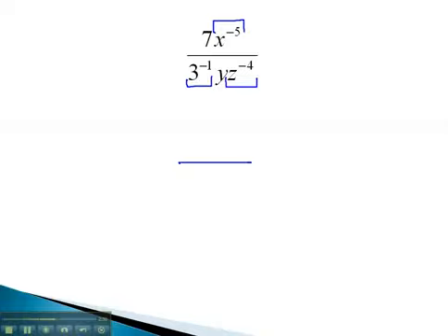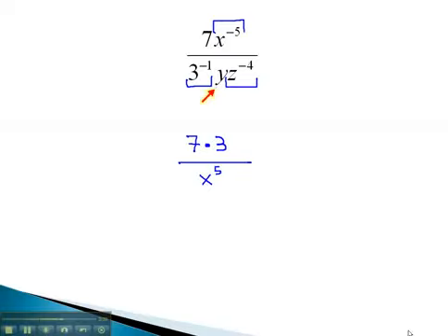Let's build this one piece at a time. We have a 7 in the numerator. X to the negative fifth means it needs to move to the denominator. Now it is x to the positive fifth. Looking at the denominator, 3 to the negative 1 means we need to move that 3 to the numerator. Now it's 3 to the positive 1.